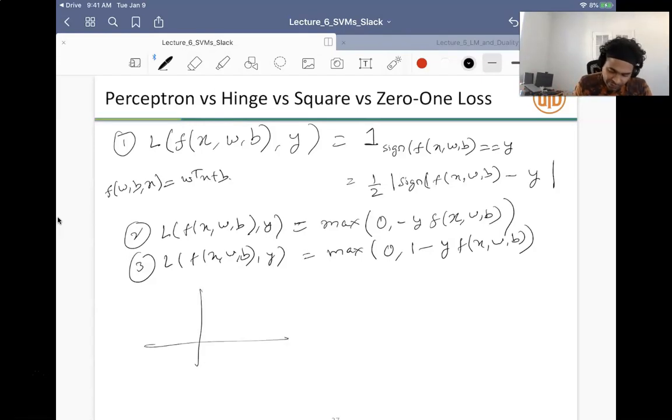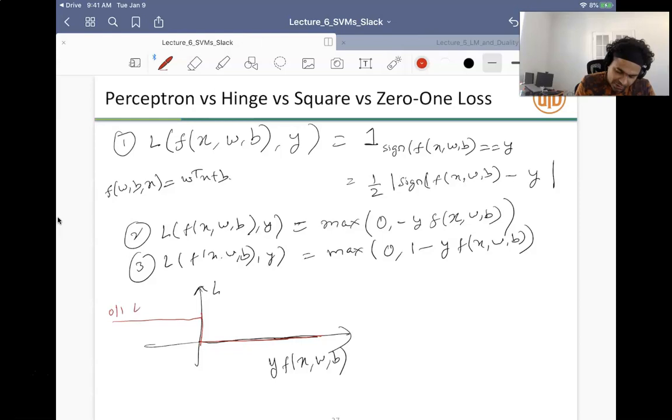So what's going on? If I plot this on this axis as my loss function, and I plot this term as y multiplied by f of x, then if both are of the same sign, the 0 1 loss, which I'll draw in red, is 0, otherwise I have 1. So this is the 0 1 loss. Now I'll use a slightly different color, say blue. We saw that the perceptron loss is again the same thing, but now I have this line over here. So this is the perceptron loss.